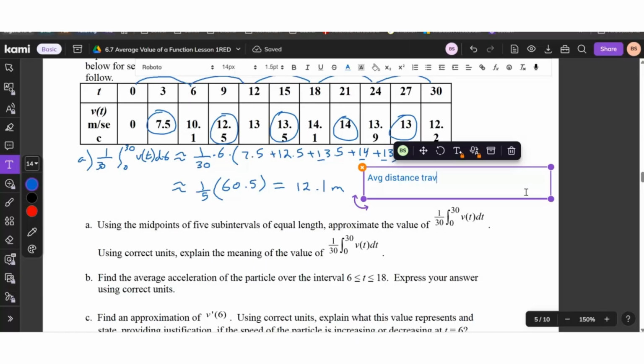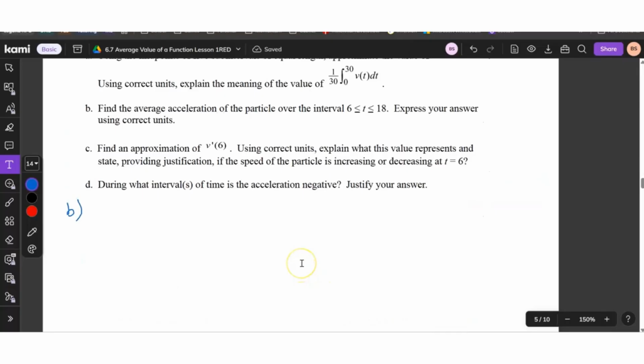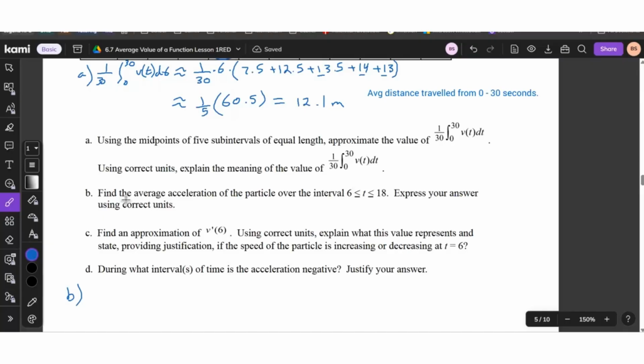Average distance traveled from 0 to 30 seconds. Isn't it seconds? Yeah, seconds this time. Mariana, that was great. Okay. Let me help you out with this. Find the average acceleration. You're right, I didn't give you any time to copy that down. My bad.